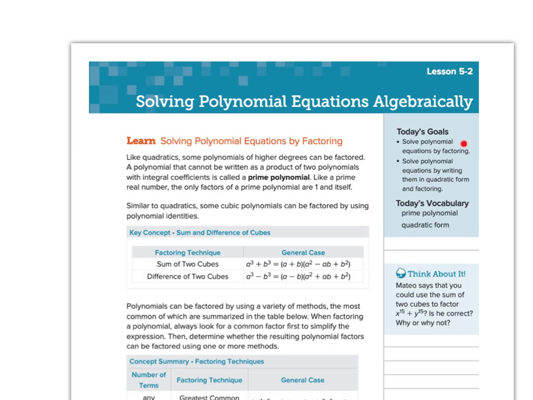So in this solving by factoring, we are not going to worry too much about quadratic form, but we definitely want to be able to understand and recognize what's going on. What is a prime polynomial? A prime polynomial is one that cannot be written as a product of two polynomials.